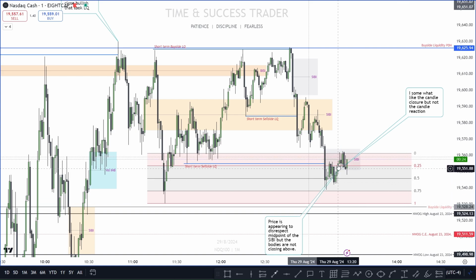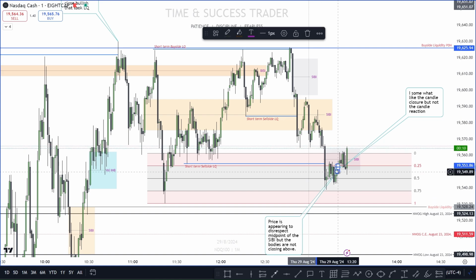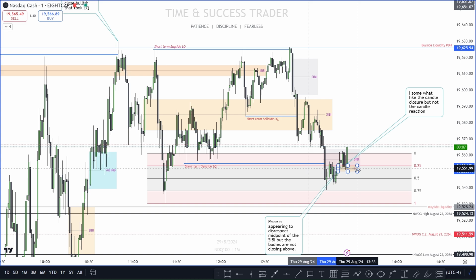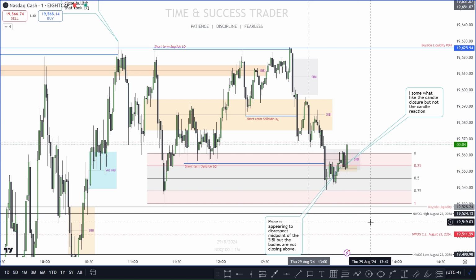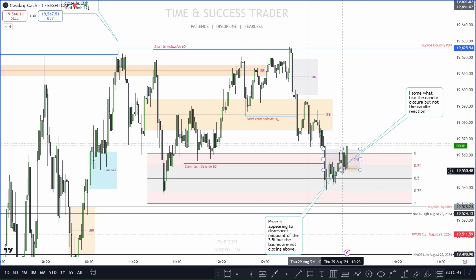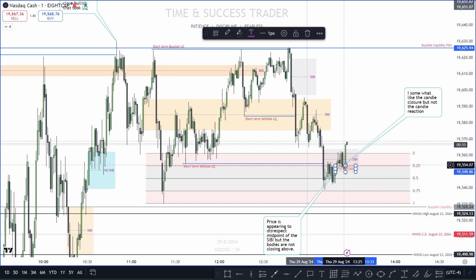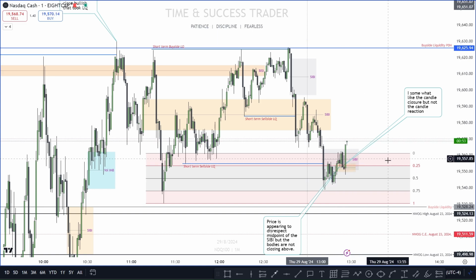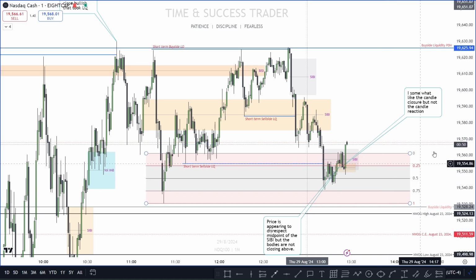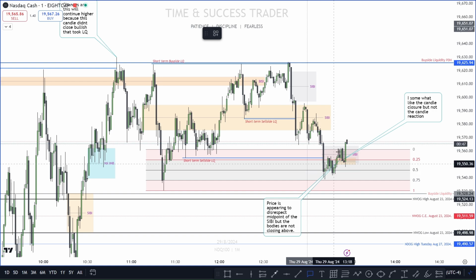I'm paying attention to this imbalance here that took this liquidity right here. So I have this one right there, and I'm loving the reaction of this candle right now. This looks healthy. So let's document that.